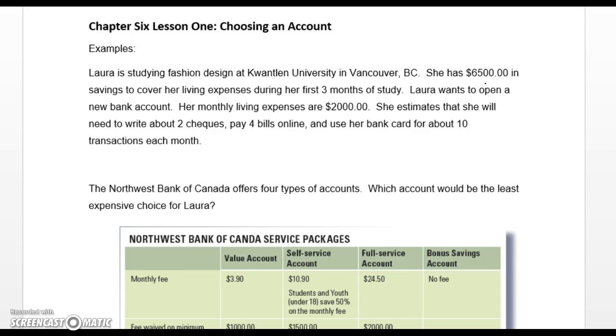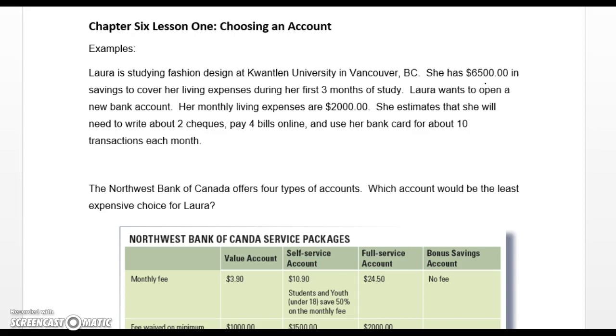So in this lesson, what we're going to do is look at a bank and the different accounts that they offer, and we're going to see which account would be best for that person. Because when we're trying to choose an account or even a type of debit card or credit card, it's really important to know your own spending habits. So we have to consider each person's separate case.